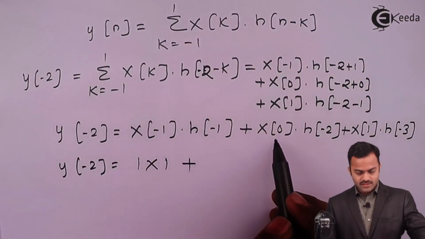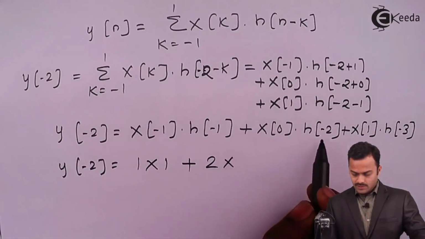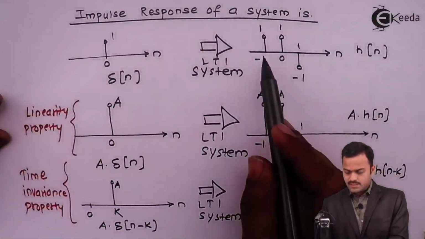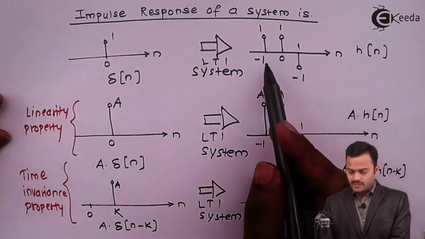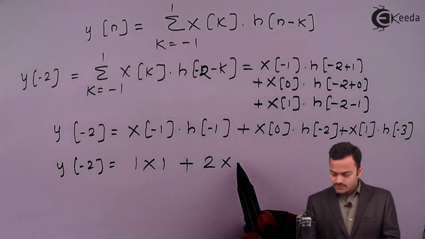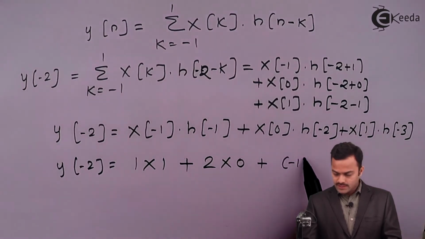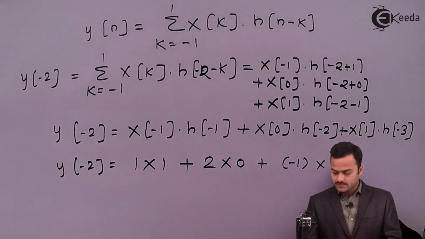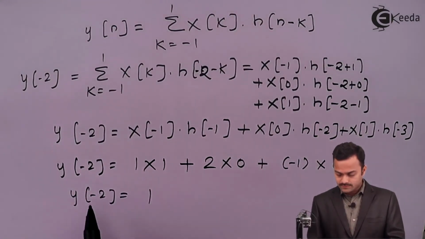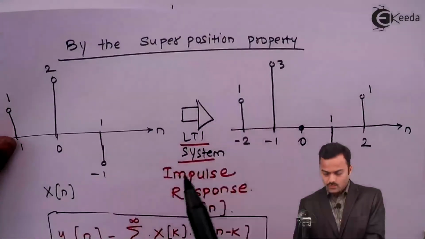plus x of 0. x of 0 is 2, multiplied by h of minus 2. Unfortunately, we do not have h of minus 2 present because h of n exists from minus 1 to 1 only. So h of minus 2 is 0. Similarly, even if x of 1 is present, which is minus 1, h of minus 3 is not there, so it's 0. So in the end, y of minus 2 we obtain as 1. See here, y of minus 2 is 1.